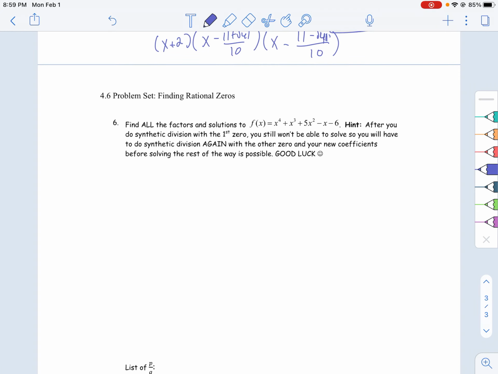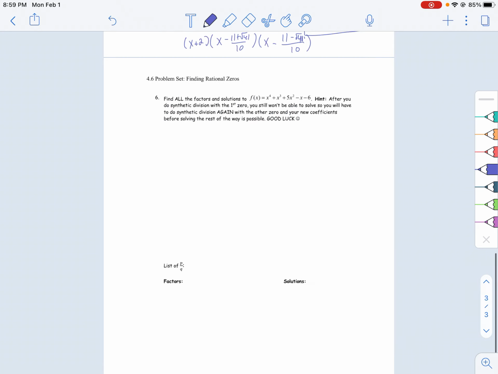So this next one, another example, says find all of the zeros, the factors, and the solutions to this equation. It says after you do synthetic division with the first zero, you still won't be able to solve, so you'll have to do synthetic division again with another zero and your new coefficients. So how does this one work?